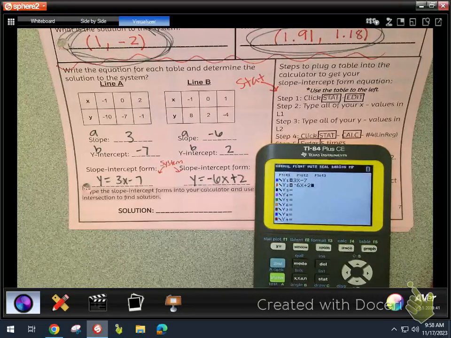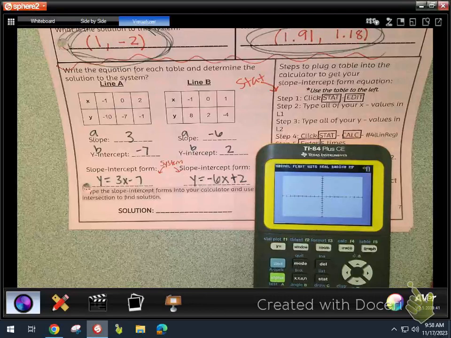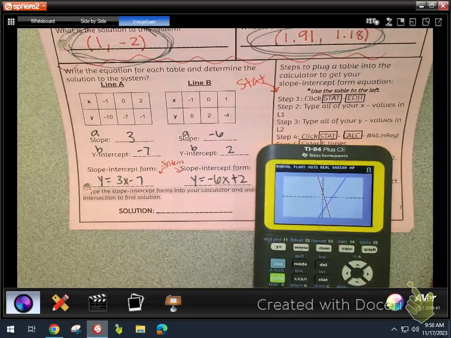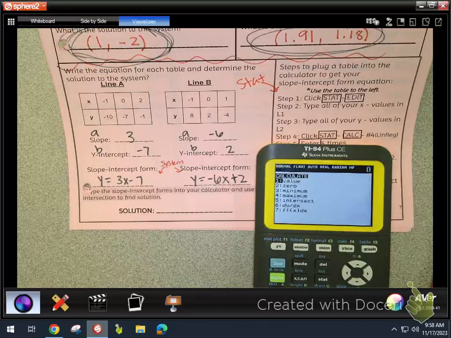We're going to graph it. We're going to see if they cross. If they do, second trace 5, enter, enter, enter. And that will give us our solution point. So on your test, I'm going to ask you to write the system using your stat. And then I'm also going to ask you to solve your system by putting them in Y equals, second trace 5, enter, enter, enter. That's a -7, not a +7.